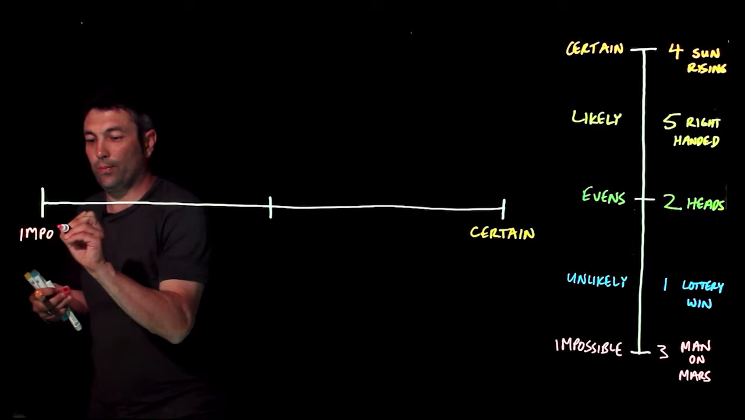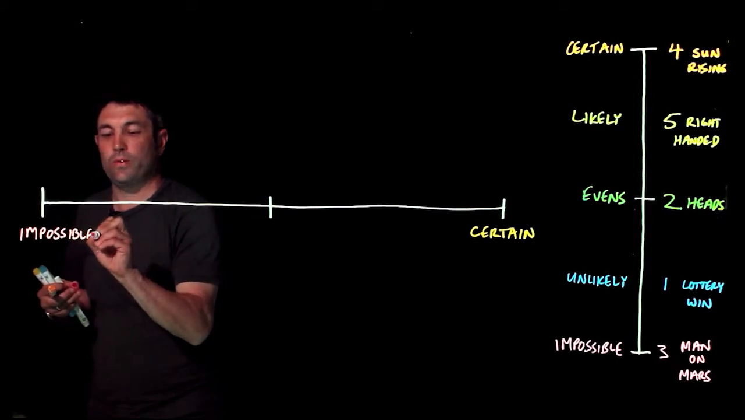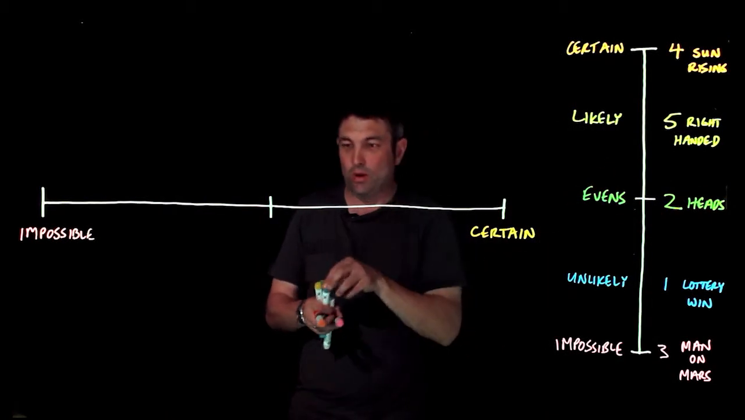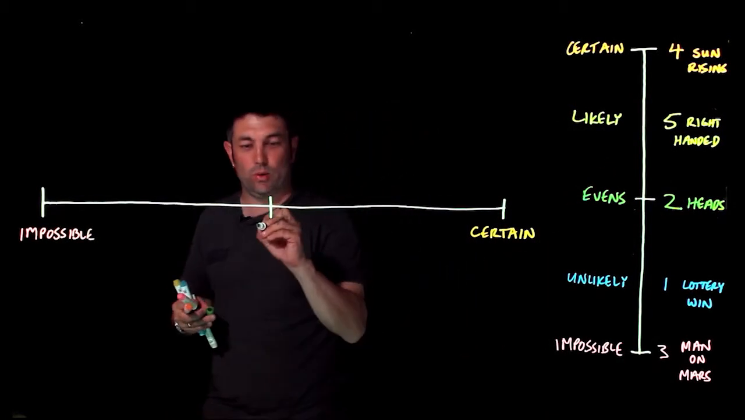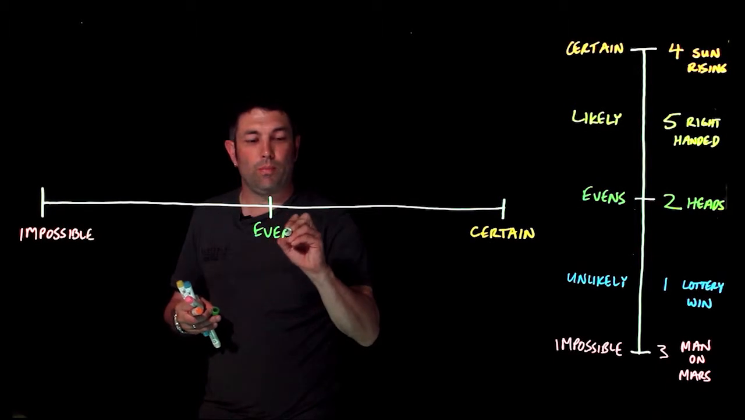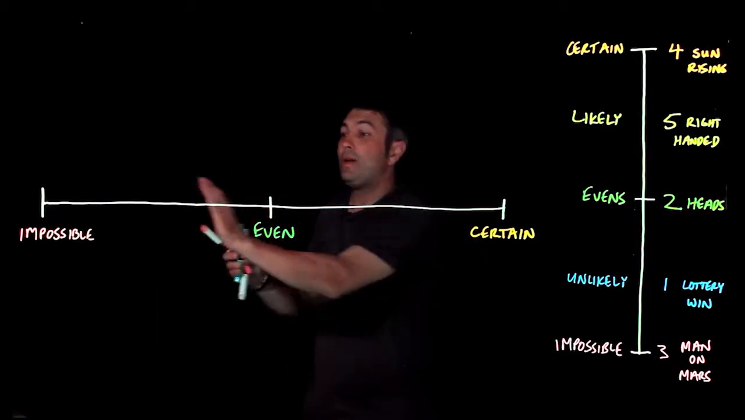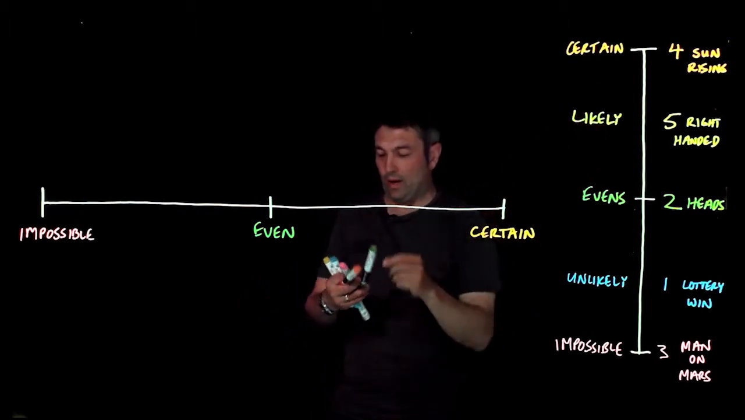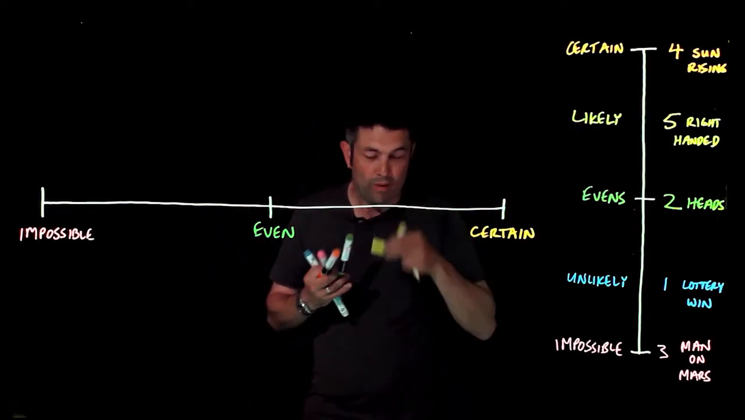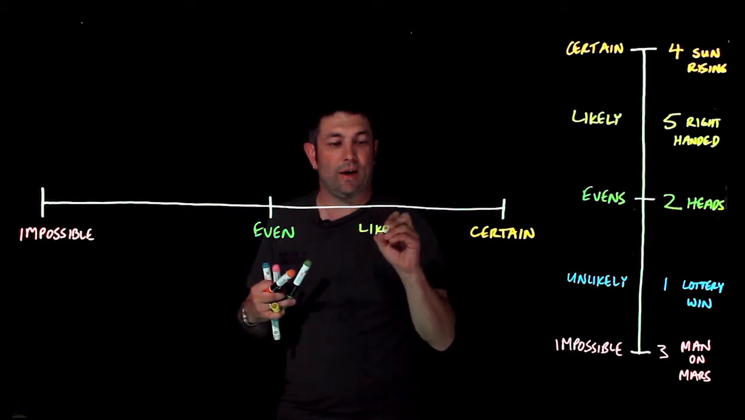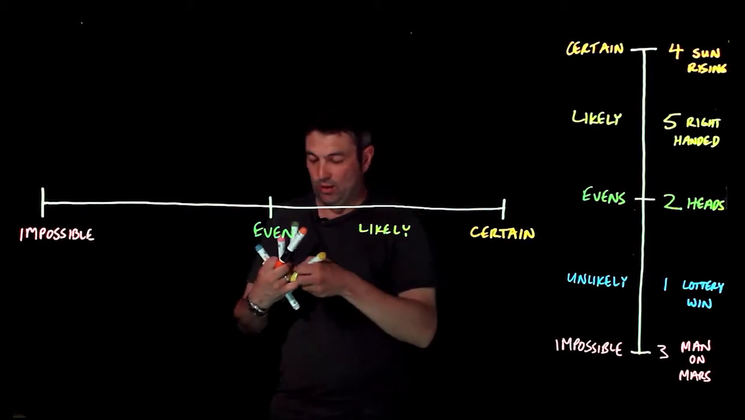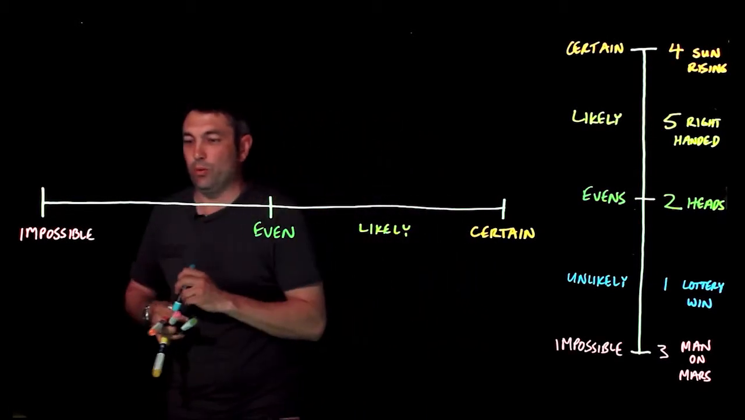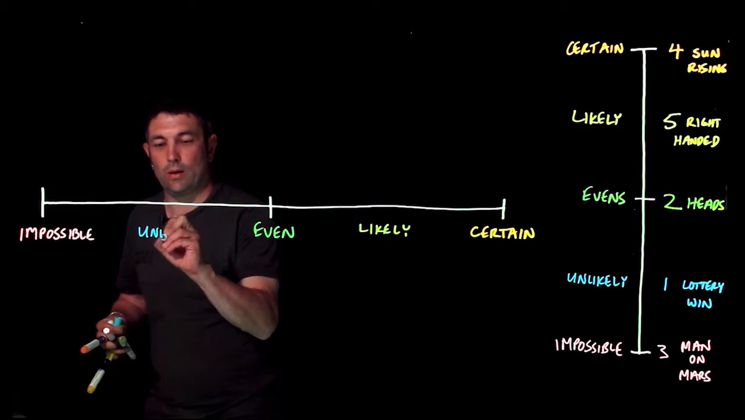Okay, so there we go. Now, what I've done again, like this one, is I've got an evens in the middle. So we'll put evens there as well. And a bit more of a problem is going to be this bit and this bit. Now, between certain and evens, we had likely in here, and we had unlikely, didn't we, between evens and impossible. So what colour did I use for that? I used blue. So unlikely.